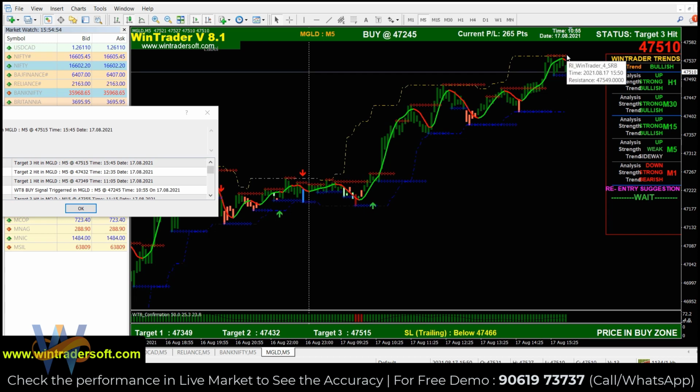If you put your cursor on the last resistance level, it will display in that box. You can see the resistance level, and this is the support level. So the resistance and support levels will display in the chart.